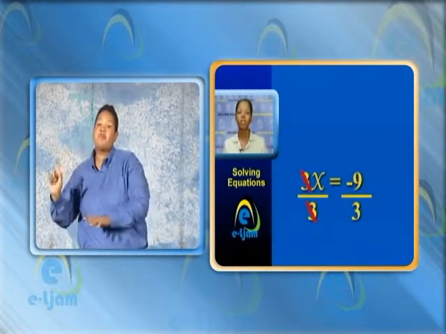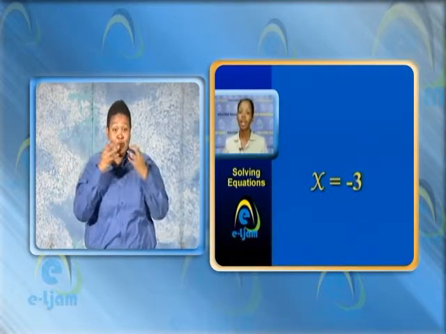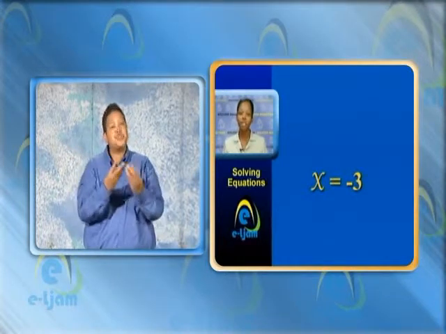So we also divide negative 9 by 3. So the solution is x equals negative 3. We have now solved the equation.